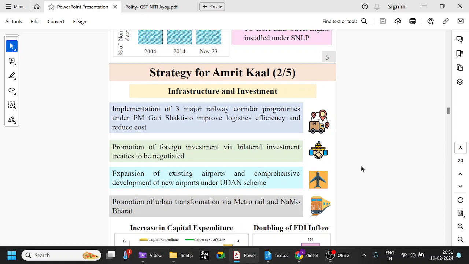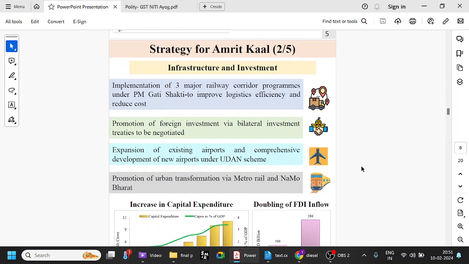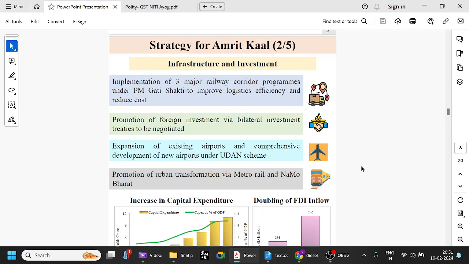Fine. So, strategy for Amrit Kal: implementation of three major railway corridor programs under PM Gati Shakti. So PM Gati Shakti is again very important. It is more like a platform or a website or a digital solution to bring together various departments, various ministries on the same platform.